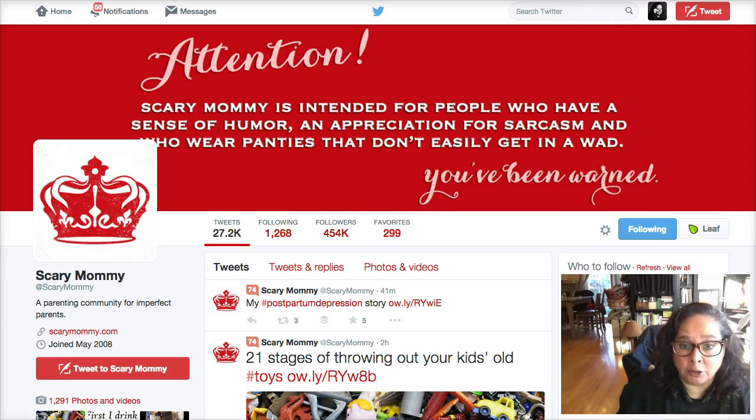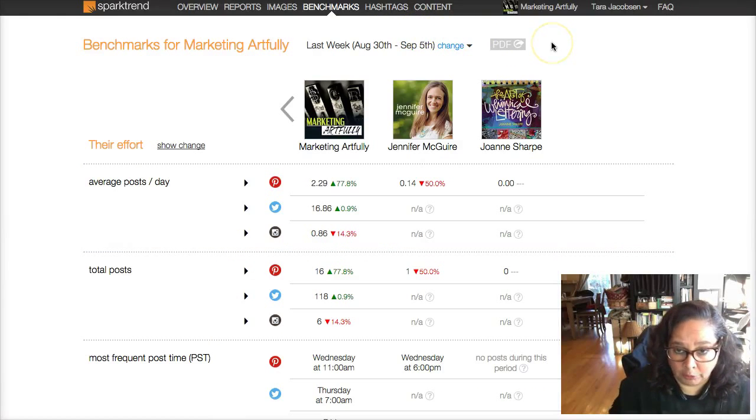But I have been using this tool called Sparktrend, and I was on the beta team for this, so I've seen it from when it was half an idea until where it is now. It's amazing because you can spy on your competition and see which of their pictures are really working well, and that way you can help to judge what you would like to do with your pictures.